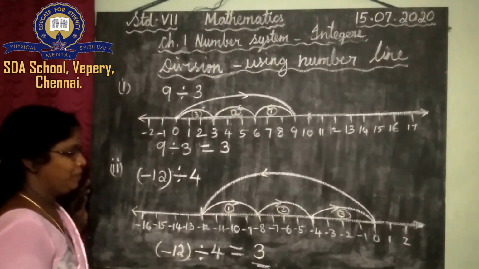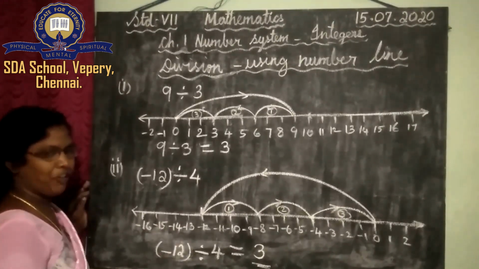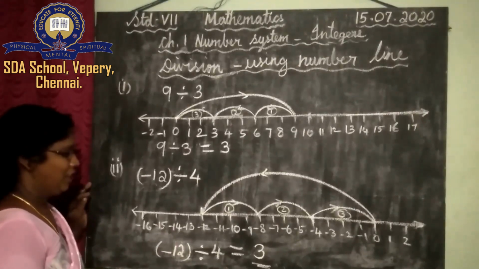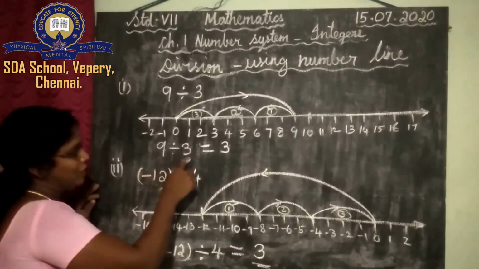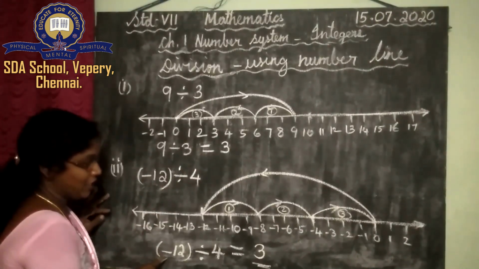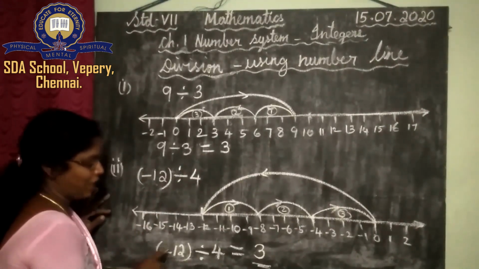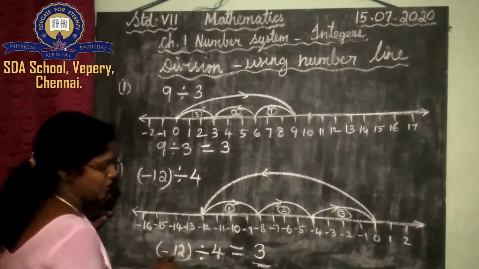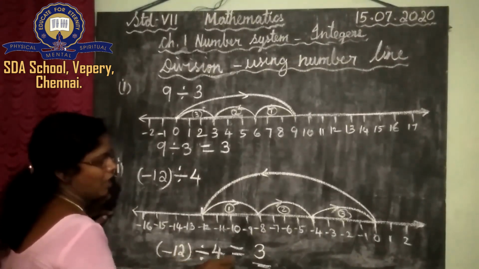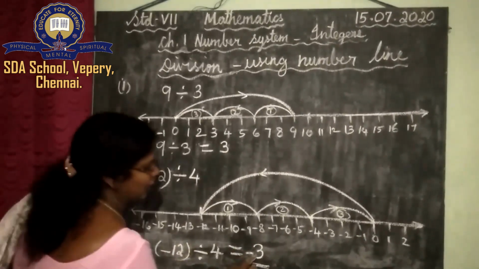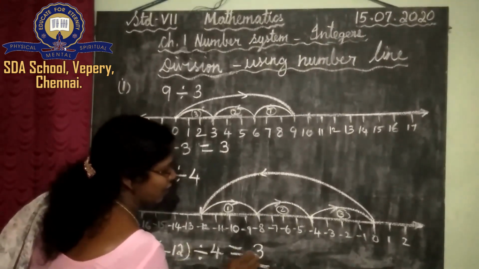Here you see one mistake is there. Can you find that? Yes. Here both the numbers are positive, so we got the positive integer. Here you see what it is? Minus. Minus divided by positive, what will come? Minus divided by positive sign, it has to come negative sign here. So minus 3 should be our answer.